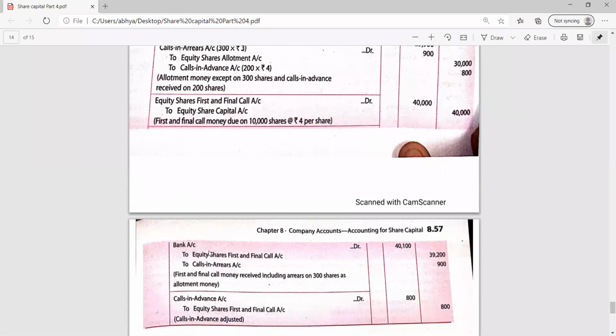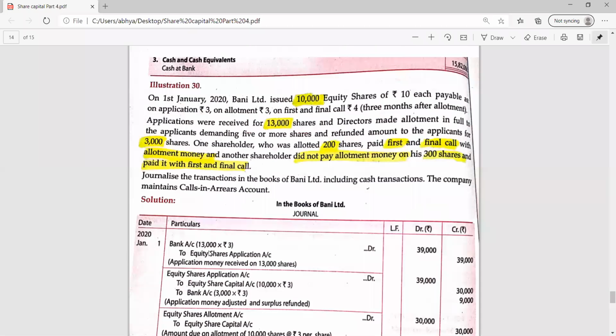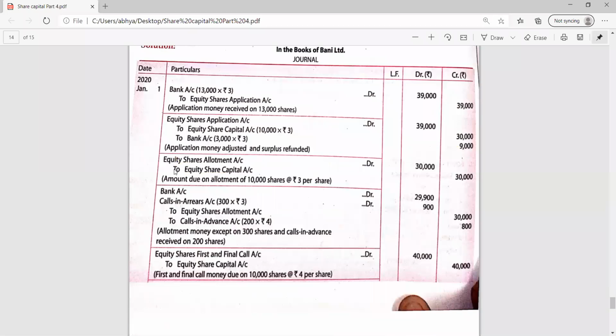Bank account debit. So is there anything written in this entry? Allotment money on his 300 shares. I am reading ahead. And paid this money with first and final call. It means the shareholder who had not paid the calls in arrear, or allotment money, has paid this money along with the first call. Okay, so the allotment money which he had earlier not paid, this money is on the debit side, 900. This money he has paid with the first call.